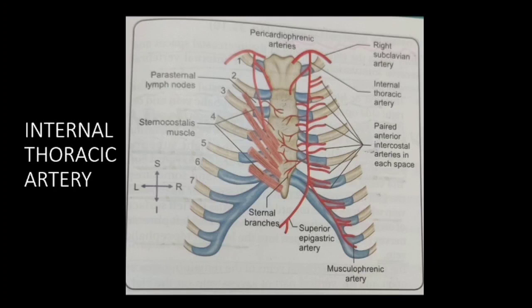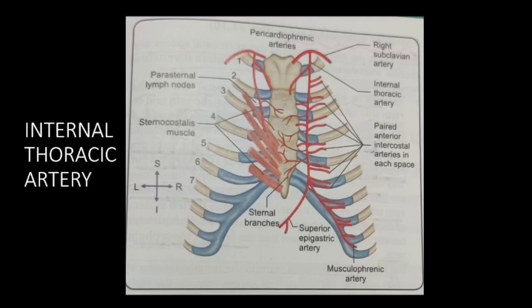So the main branches are the anterior intercostal arteries. Then the terminal branches are the superior epigastric and musculophrenic artery. Then the rest of the branches are MPPS, that is mediastinal, pericardiophrenic, then perforating branches, and then sternal branches. So what is the main importance of the internal thoracic artery?